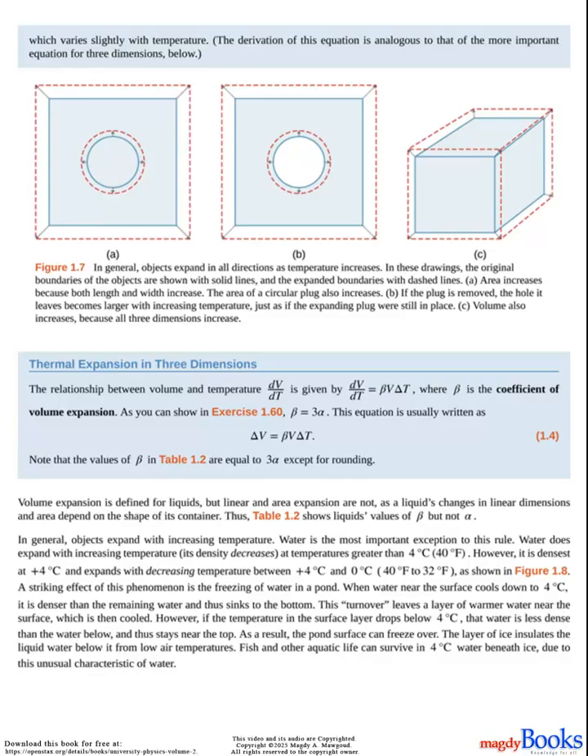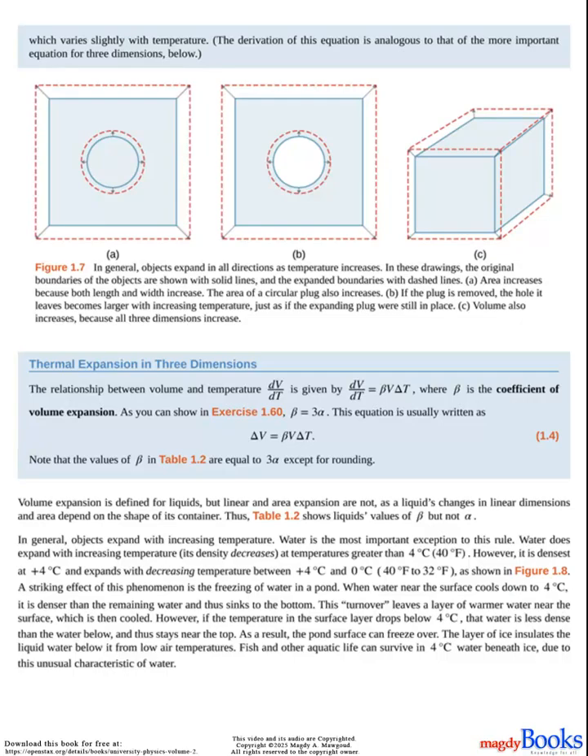In these drawings, the original boundaries of the objects are shown with solid lines, and the expanded boundaries with dashed lines. A. Area increases because both length and width increase. The area of a circular plug also increases. B. If the plug is removed, the hole it leaves becomes larger with increasing temperature, just as if the expanding plug were still in place.